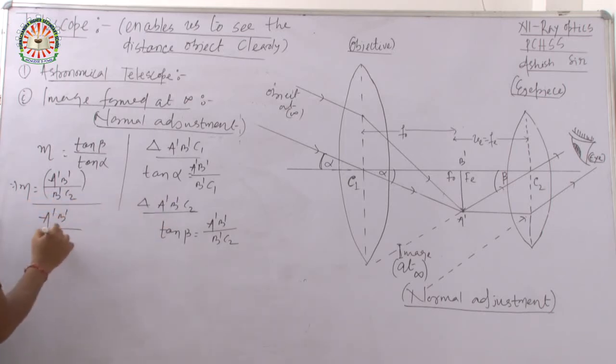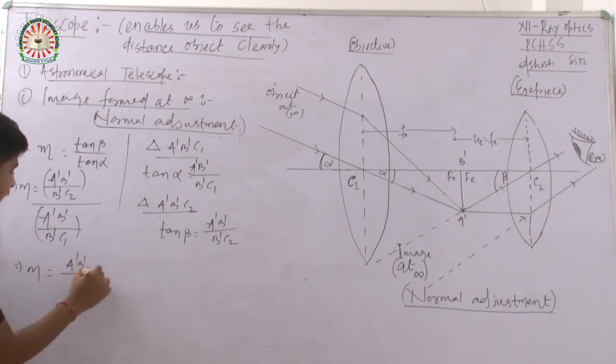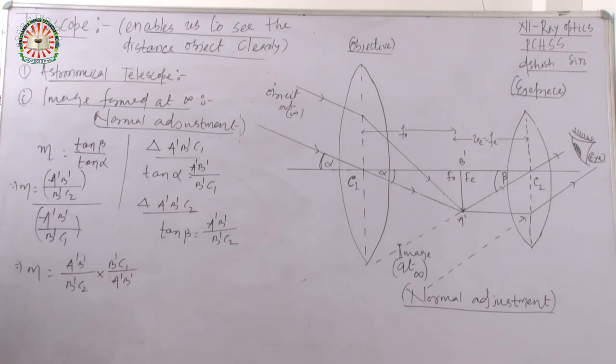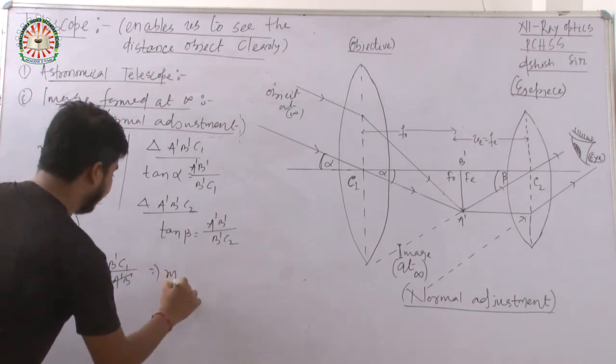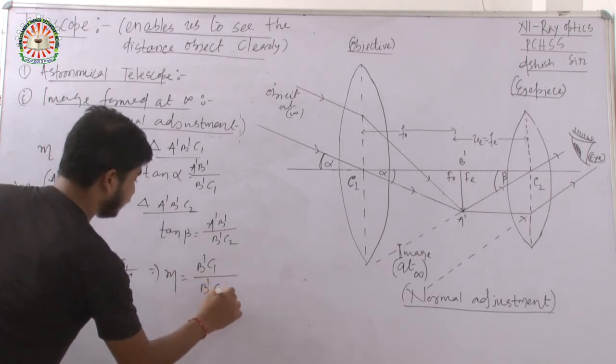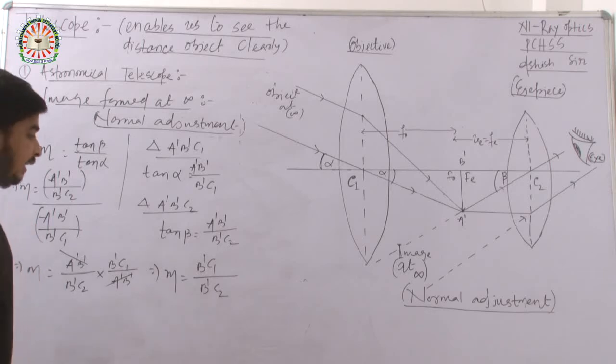A'B' by B'C1. This is tan beta, this is tan alpha. Now solve this. We can find m equals how much? A'B' by B'C2 into B'C1 by A'B'. If I solve, I will get this. A'B' and A'B' will cancel out each other. So we will find m equals B'C1 by B'C2.